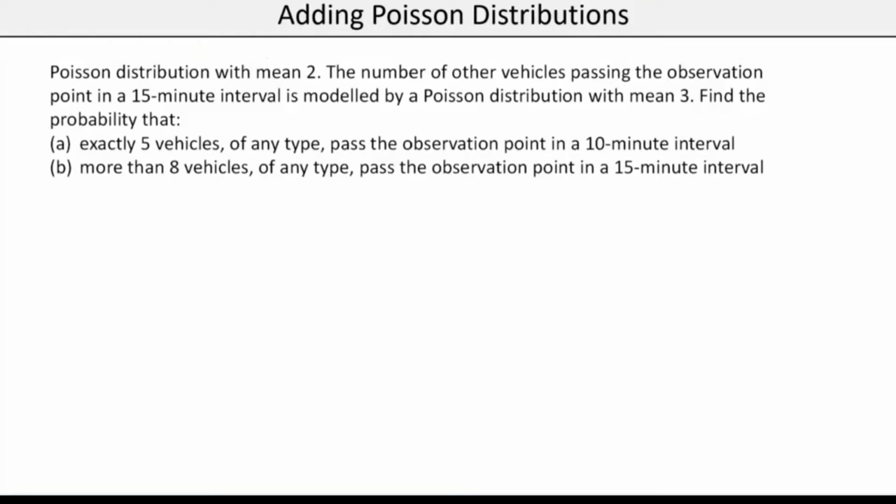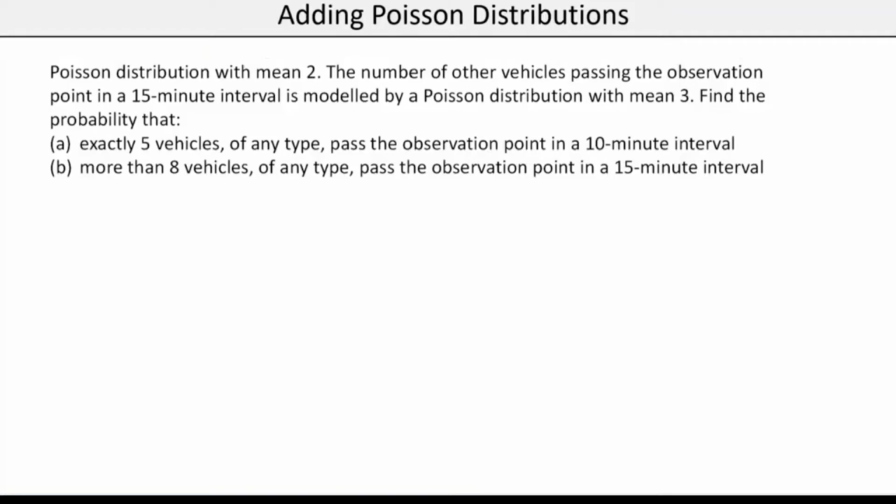In part A, we're asked to find the probability that exactly 5 vehicles of any type, doesn't matter what type of vehicle, pass the observation point in a 10-minute interval. Okay, so what I'm going to do first is to write down a distribution for the cars and a distribution for the other vehicles as they've been given to us. I'm going to scale them to match 10 minutes and then I'm going to combine them.